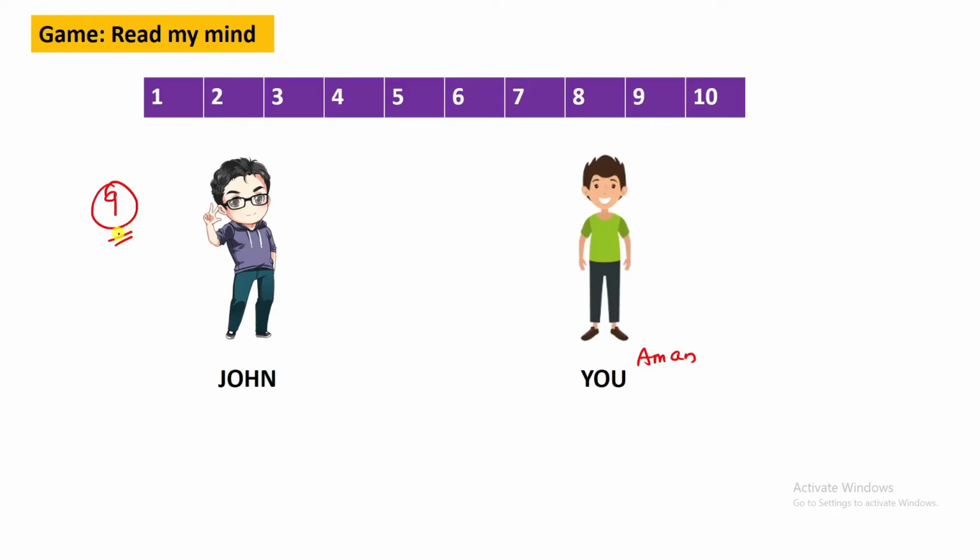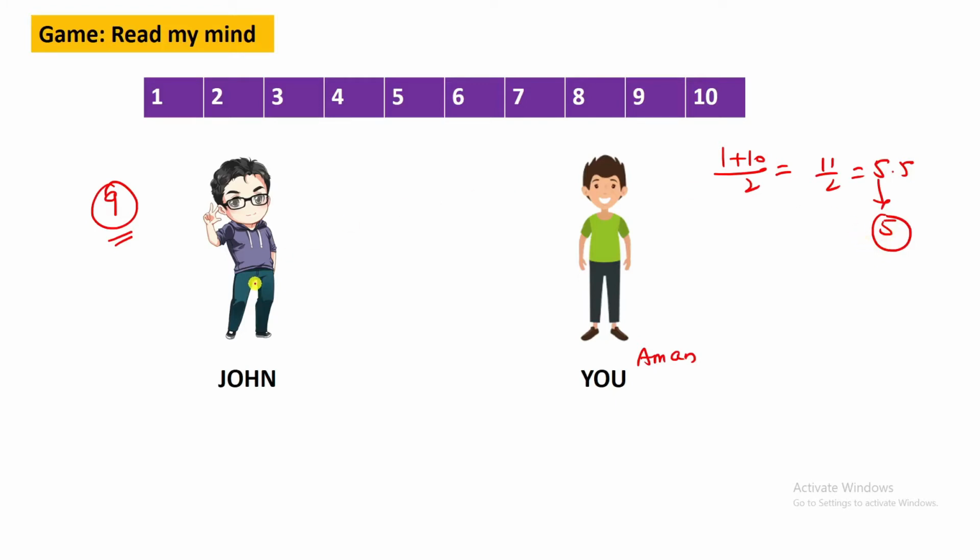Let's say John has thought of the number 9, and you have to tell at the end of the game that the number is 9. So you started the game and you said, okay, let's take the half of these numbers. You applied this technique. You said, 1 plus 10 by 2 is what? It is 11 by 2, that is 5.5. And you said, I will just take the integer part, 5.